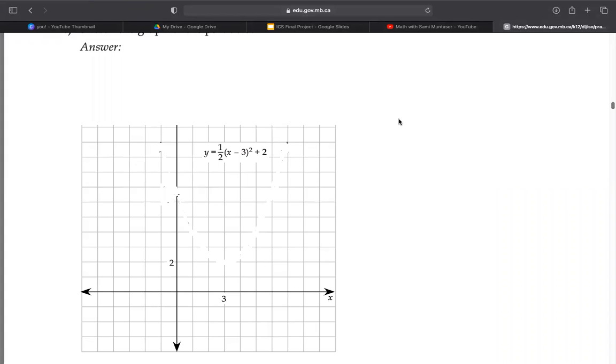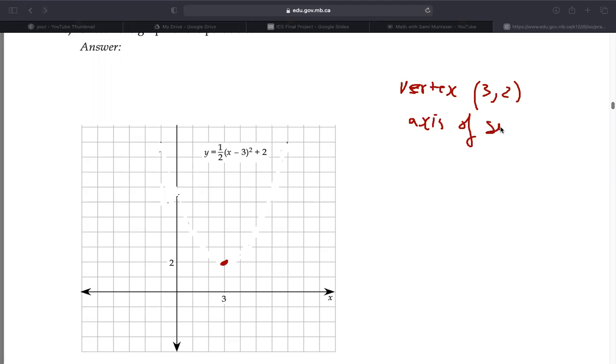To graph this, again, just indicate what we found already. We found the vertex to be (3, 2), so 3 and 2 is right there. We found that the axis of symmetry is X equals 3. It's the dotted line that you reflect your points across. You don't have to show it really, but if you want to do a dotted line, that's fine. Also, we found the y-intercept to be 13 over 2, which is basically 6.5. So 2, 4, 6, 6.5.